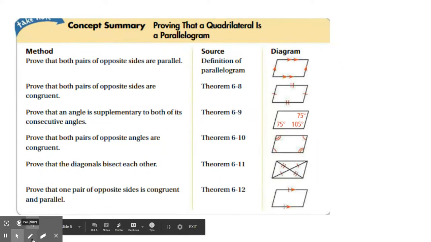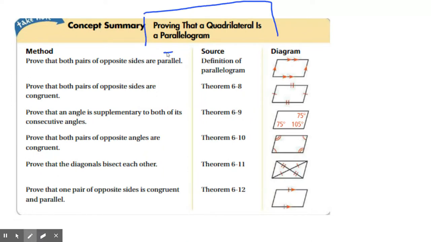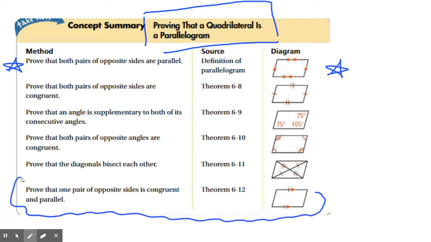And then last but not least, kind of a summary slide. So here we go. This is all the different ways that you can prove a quadrilateral is a parallelogram. Prove that both pairs of opposite sides are parallel. That's the one that I like to do the most. And if we do some proofs, which I think we will, I will do it that way. But you can prove both pairs of opposite sides congruent. Prove that an angle is supplementary to both of its consecutive angles. Prove that both pairs of opposite angles are congruent. Prove that the diagonals bisect each other. And again, this is the different one, prove that one pair of opposite sides is congruent and parallel.